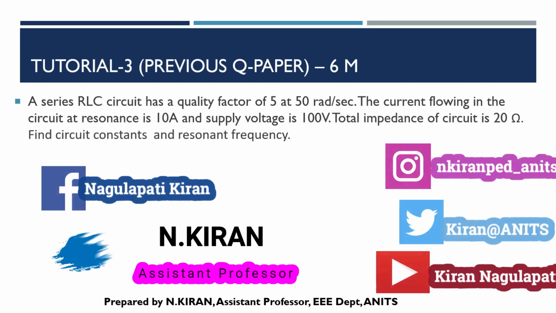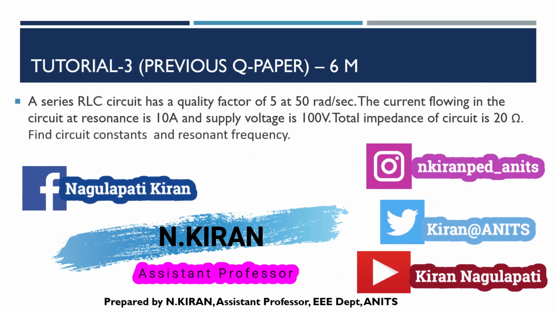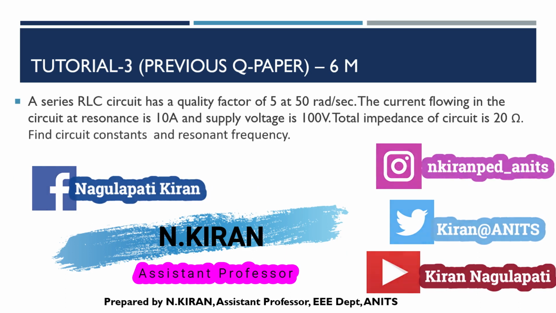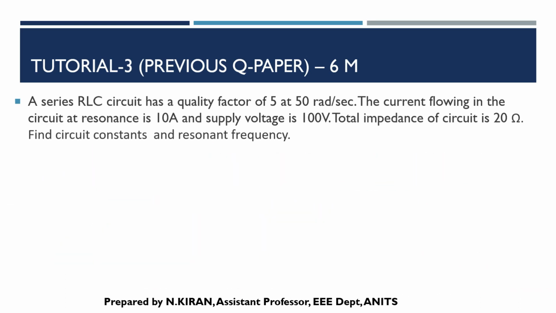The third sum: given that the series resonance circuit has a quality factor of 5 at 50 radians per second. The current flowing in the circuit at resonance is 10 amps and supply voltage is 100 volts. The total impedance is given as 20 ohms. It asks us to find the circuit constants as well as the resonant frequency.